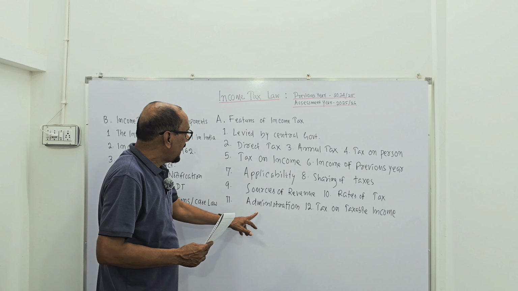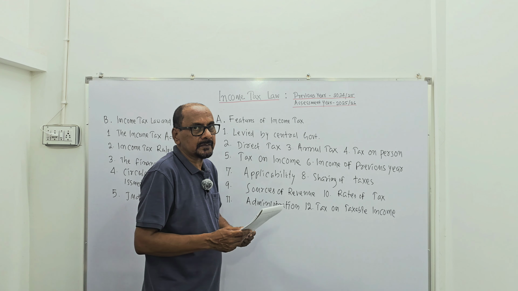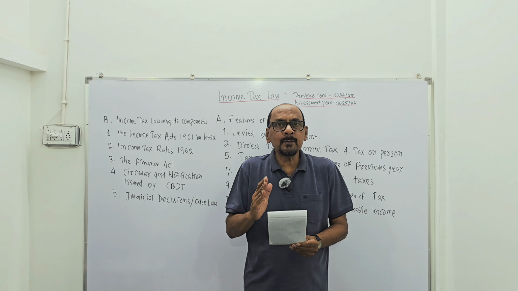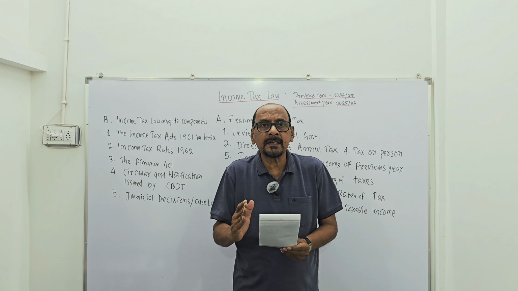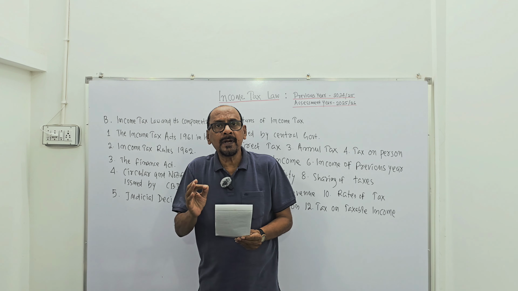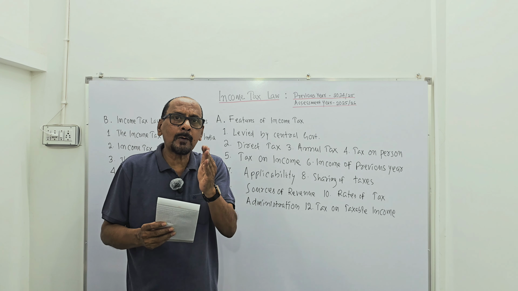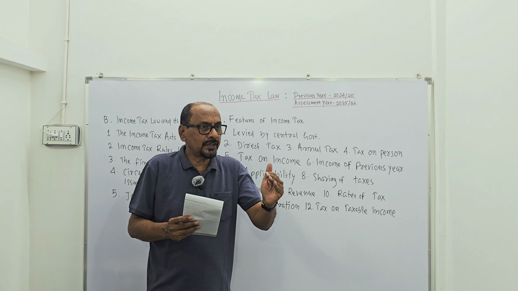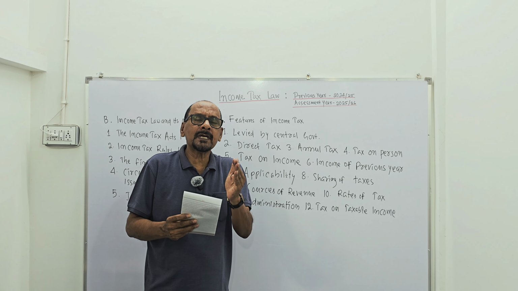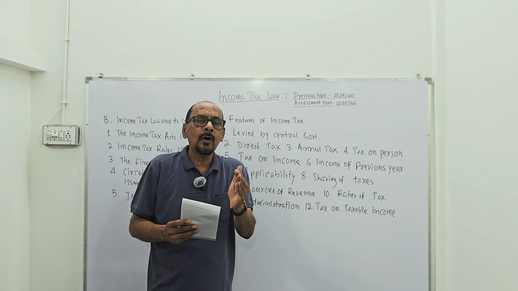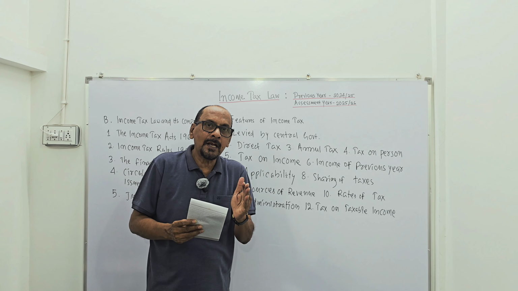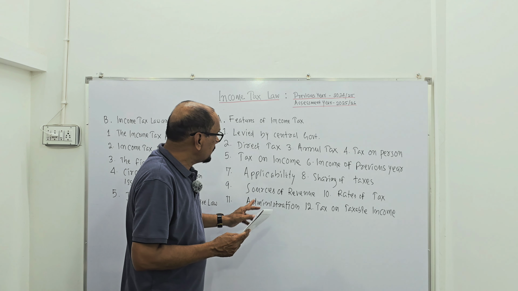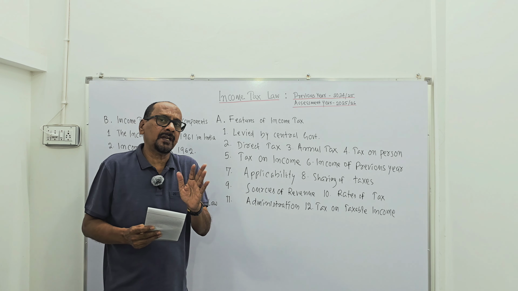And the next one is administration. The income tax department is under the administration of the Central Board of Direct Taxes, and it is a central government department. The Central Board of Direct Taxes will issue notifications, circulars and letters to the income tax department, and the income tax officials are bound to follow all the circulars, notifications and letters issued by the Central Board of Direct Taxes.